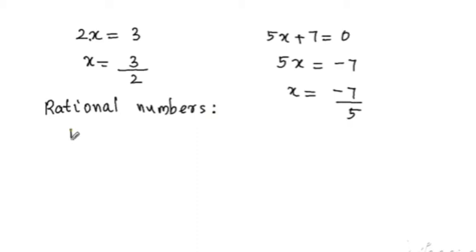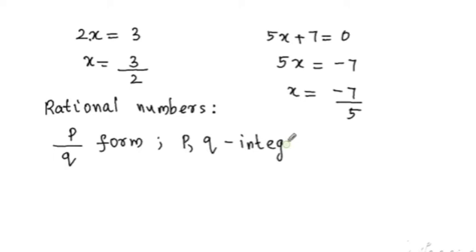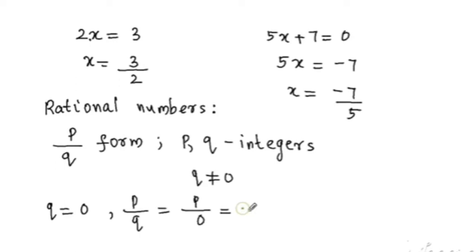So we can define a rational number as a number which can be written in the form p by q, where p and q are integers and the denominator q not equal to 0. Any number which satisfies these three conditions is called a rational number. What happens if q equal to 0? When q equal to 0, the denominator becomes 0 and any number divided by 0 is undefined. That is why we have the restriction q not equal to 0.